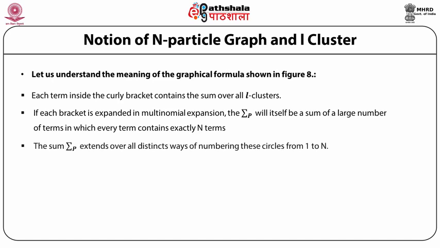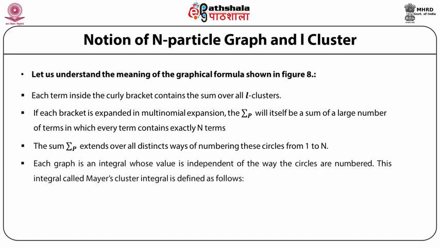The summation over P extends over all distinct ways of numbering these circles from 1 to n. Each graph is an integral whose value is independent of the way the circles are numbered. This integral is called Mayer's cluster integral and is defined as follows.